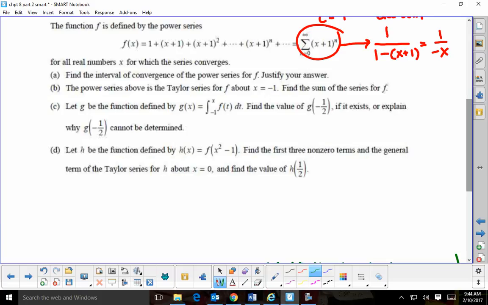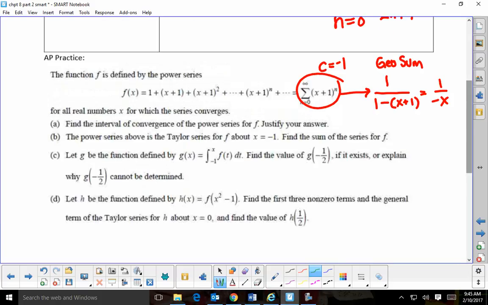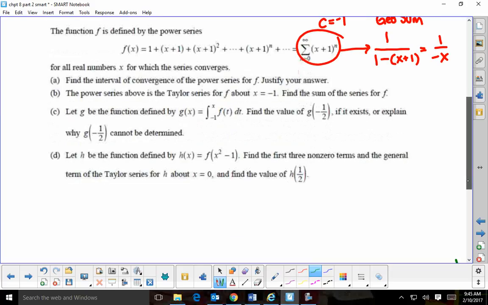Okay, B. The power series above is the Taylor series for f about x equals negative 1. Find the sum of the series for f. I've already done that. Where did I already do that? We already found the sum. Go ahead. You guys can do perfect now.